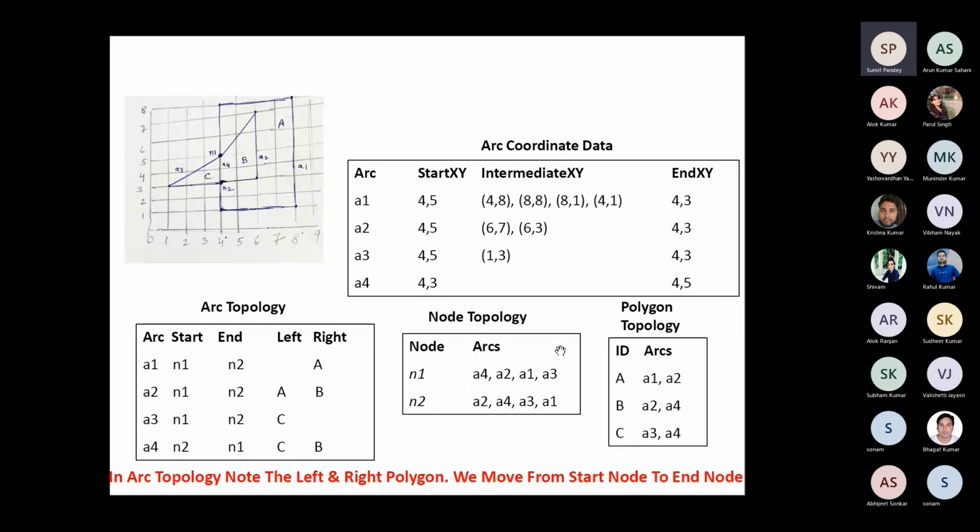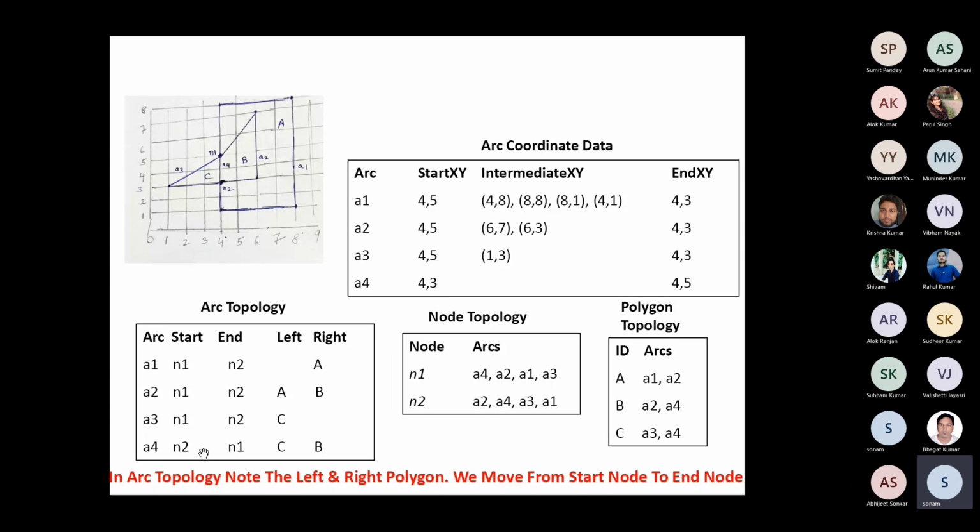Ma'am, like in A3, in our coordinate data, we have started from N1. Can we start from N2 also? Means we can take either of the nodes as the starting point. Yes, you can. You can see the same thing in A4. Instead of N1 to N2, it is N2 to N1.